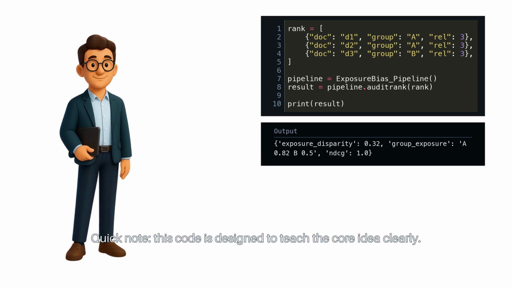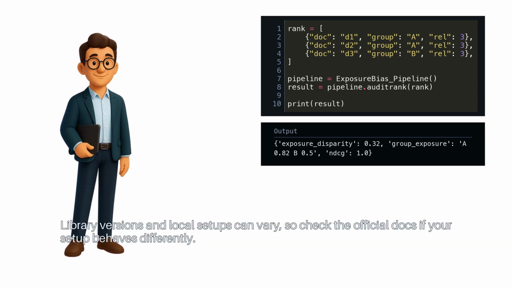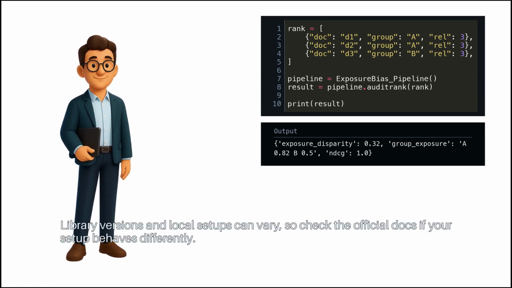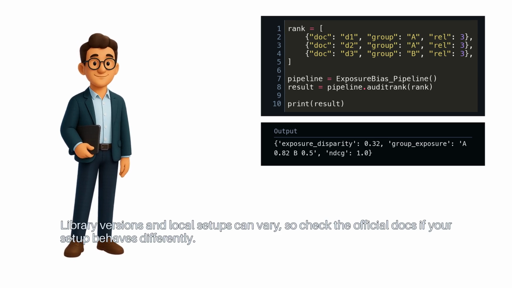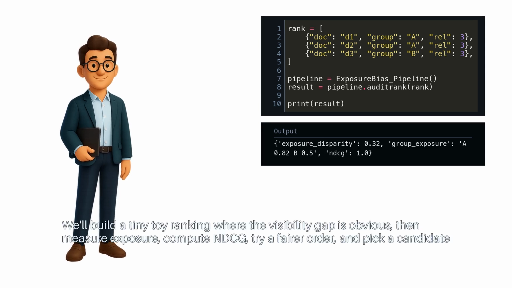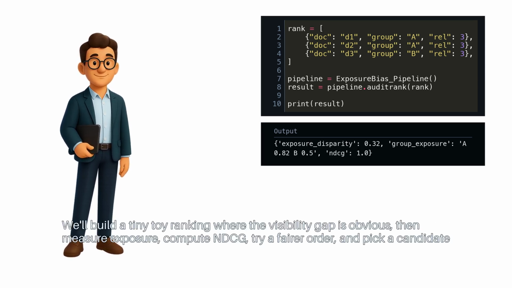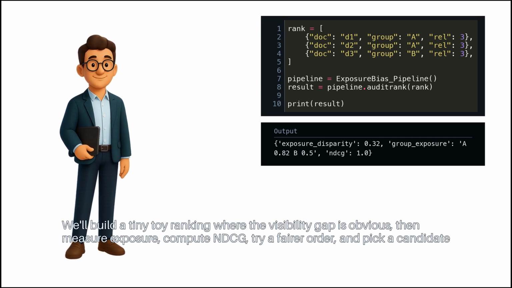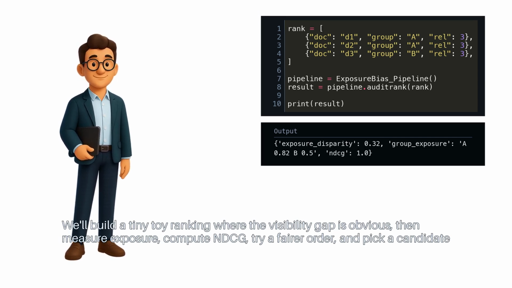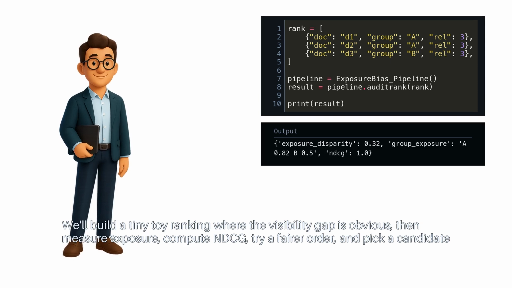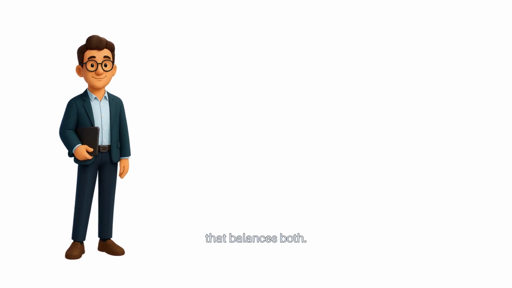Quick note, this code is designed to teach the core idea clearly. Library versions and local setups can vary, so check the official docs if your setup behaves differently. We'll build a tiny toy ranking where the visibility gap is obvious. Then measure exposure, compute NDCG, try a fairer order, and pick a candidate that balances both.